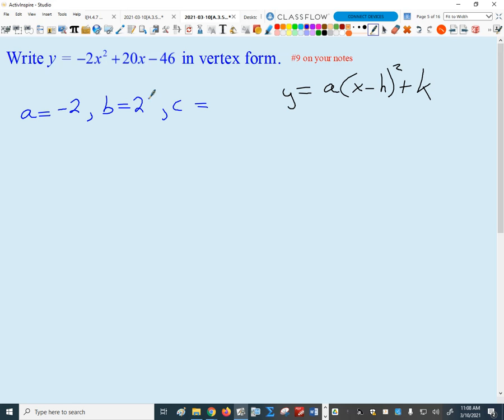Okay, and I'm not looking, but I'm assuming you're all writing -2 for a because that's what's multiplied by x squared, 20 for b because that's multiplied by x, and -46 for c because that's the constant. Okay, it looks good. Now type in without looking, what's our formula for calculating h?